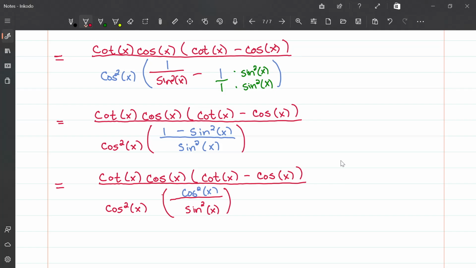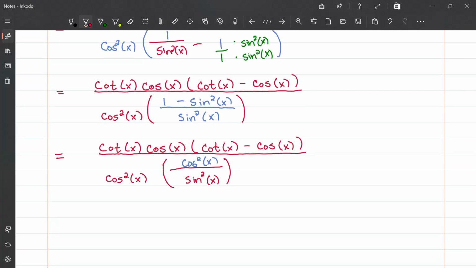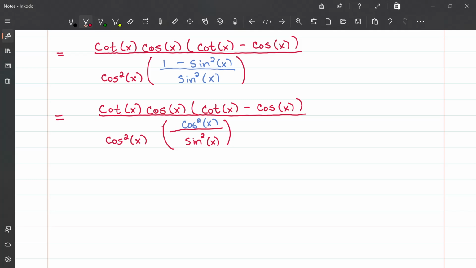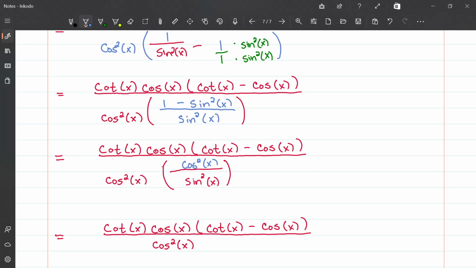And now I have something that's primed for the quotient identities. We already said cotangent is cosine over sine, so cotangent squared is cosine squared over sine squared. That's exactly what I have here. So now I can take this fraction once more and rewrite it to be about cotangent squared again. It's a lot of steps to get to this point, but it's all worth it, because now I'm looking at a numerator and a denominator that once again have common factors.